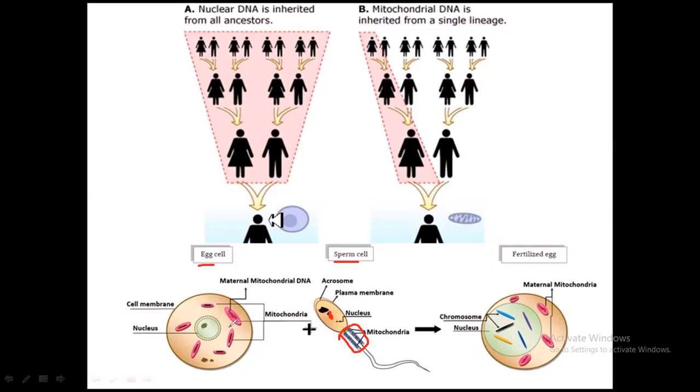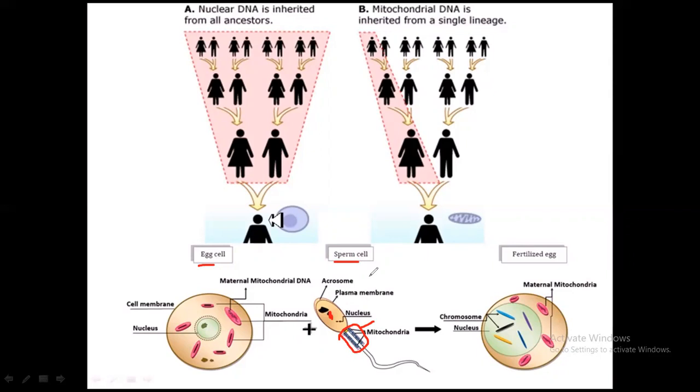The whole sperm cannot penetrate inside the egg. So this portion contains the nuclear material. The nuclear material is transferred inside the egg cell, and this portion remains outside the egg cell. So the mitochondria cannot enter the egg cell, and then it cannot be transferred to the infants.